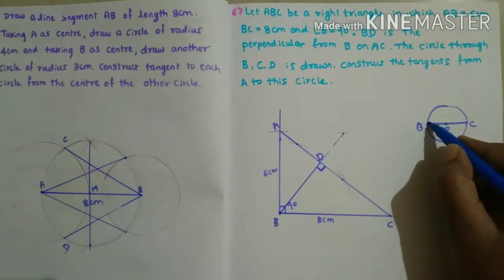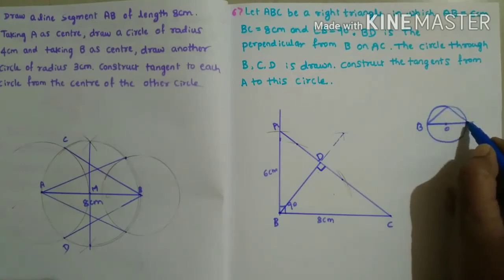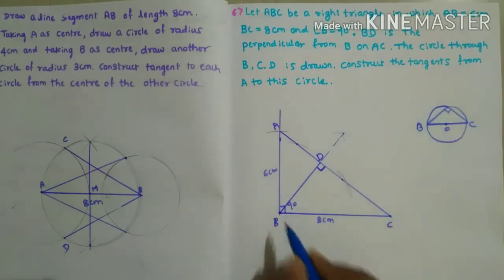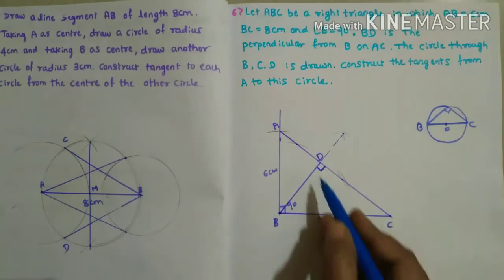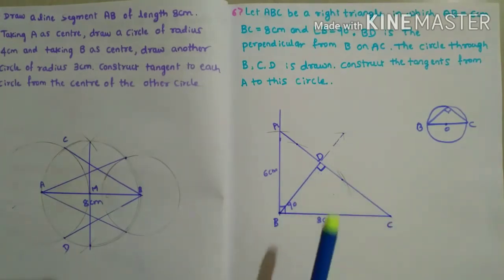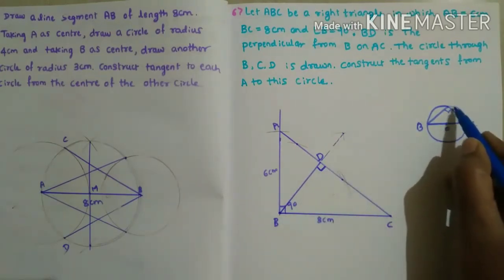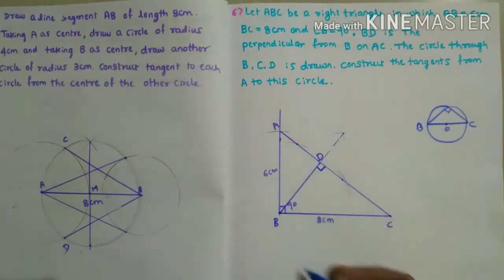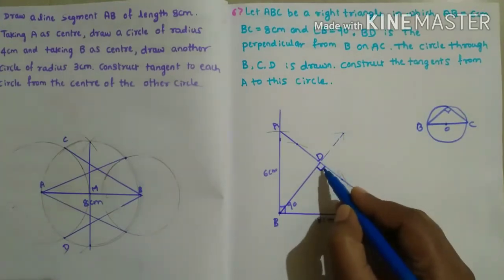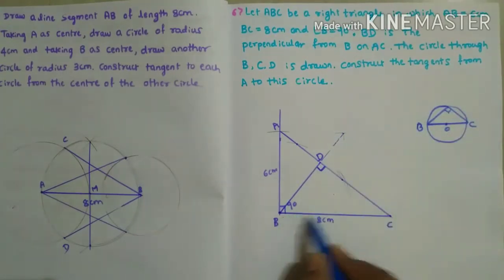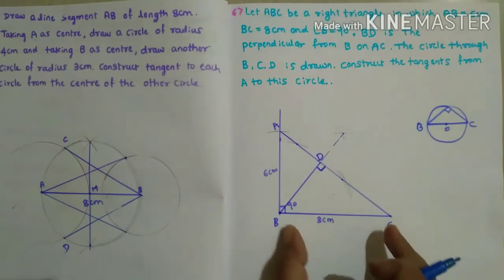If you draw any angle in the semicircle, it will be 90 degrees. Here, 90 degrees there, and they are saying that the circle should pass through B, C, D. So here it is already 90 degrees. If I draw the circle like this, then only you can construct the circle here. Since it is 90 degrees, this line BC is a diameter here.